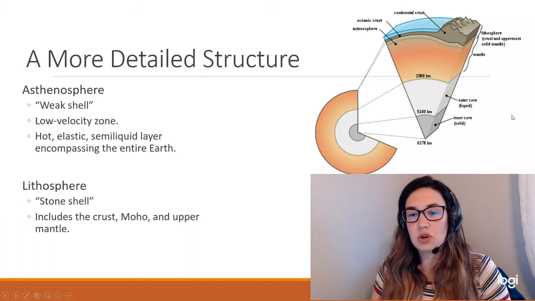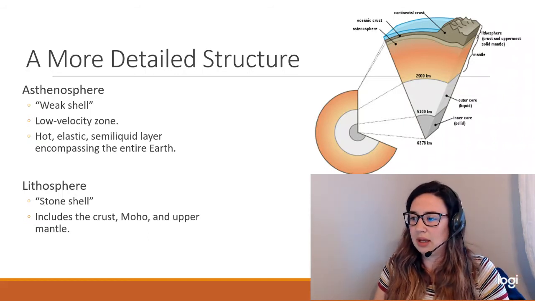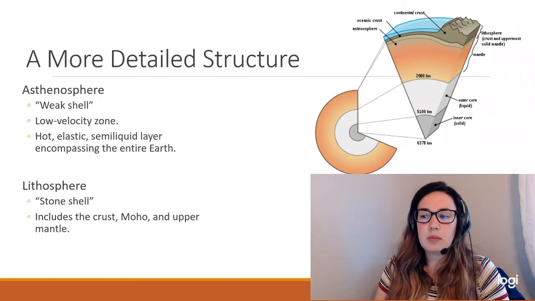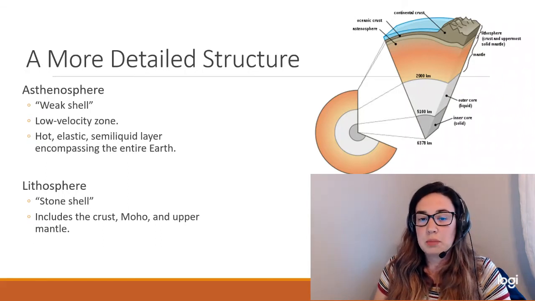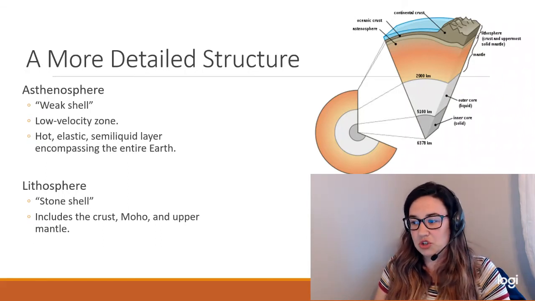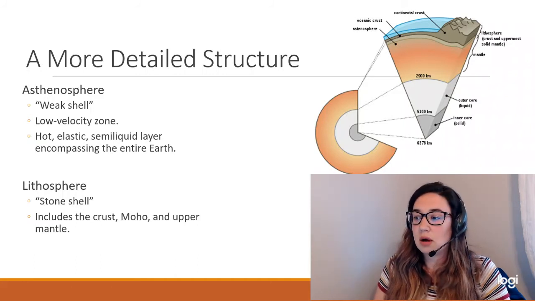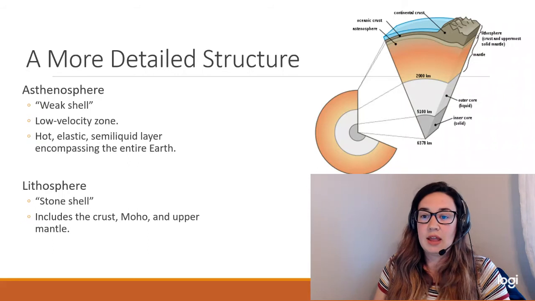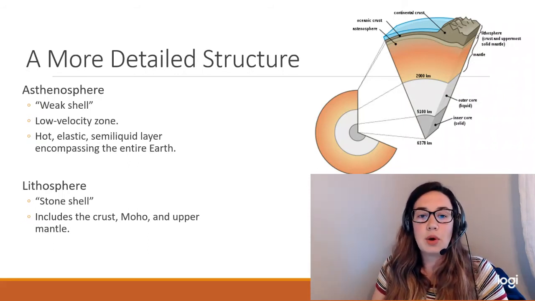This is showing us a more detailed structure of Earth. I've used this image before, but I'm including it again here because it does show us the asthenosphere and the lithosphere. These are two terms that are important, so let's cover each of them. First we have the asthenosphere. This is our reddish orangey area in this image above me that you can see.